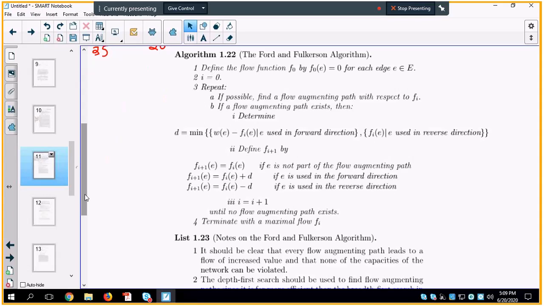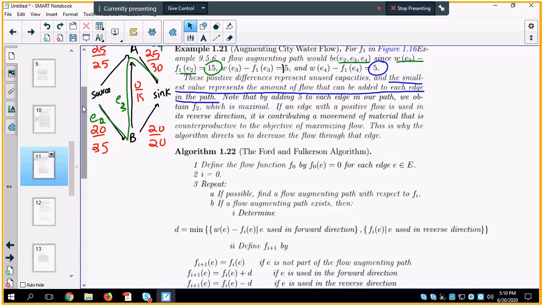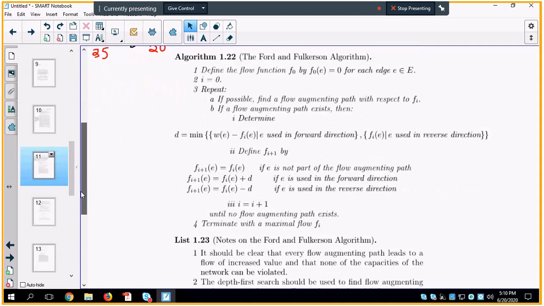Again, we are going to work through examples, so I'm not going to go very in depth through the algorithm, but you're welcome to pause the video now and read it for yourself. First, we define an initial flow function, f sub 0, by making the flow 0 for each edge. And then we set i equals 0. If possible, we find a flow augmenting path. If the flow augmenting path exists, then just as we just did, we determine the smallest value, like we found 5 up above.